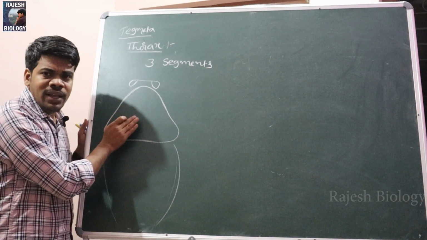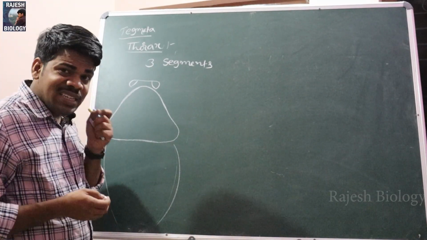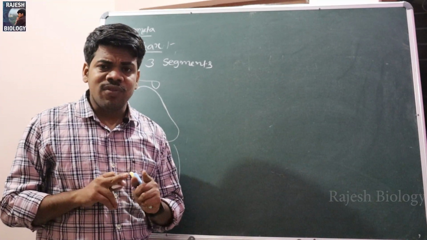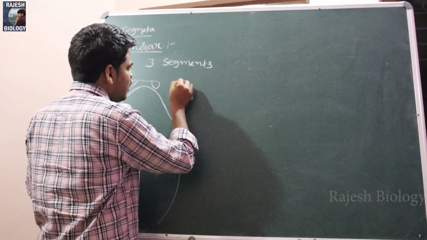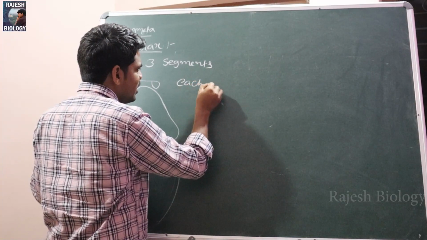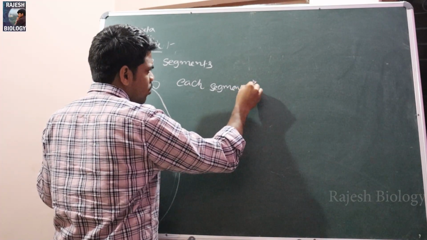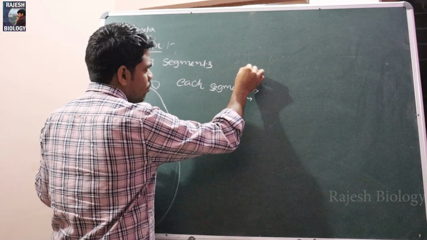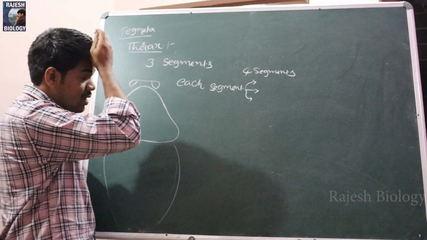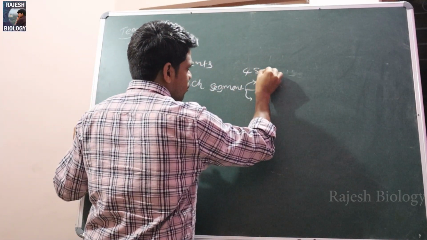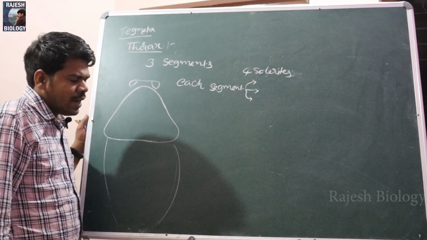Thorax is formed by three segments. And each segment is covered by 4 sclerites. Each thoracic segment is covered by 4 sclerites.